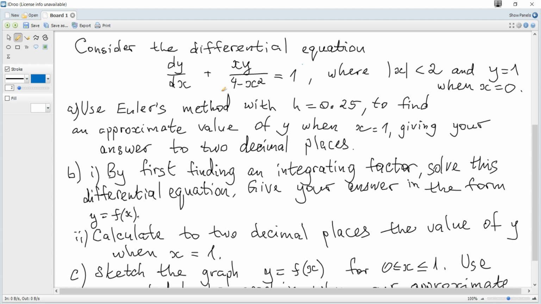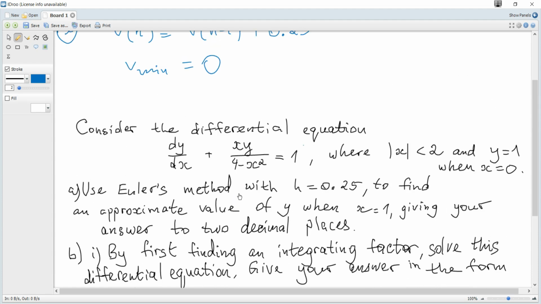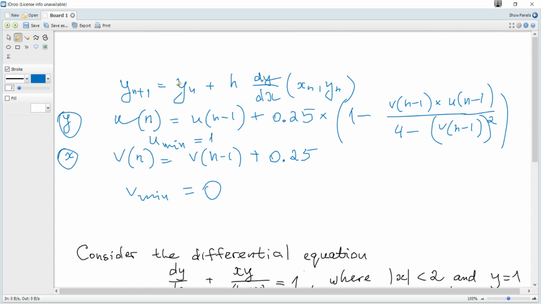Consider the differential equation given. A. Use Euler's method with h is 0.25 to find an approximate value of y when x is 1, giving your answer to 2 decimal places. So, according to Euler's method, the next y value is the current y value plus a step multiplied by the derivative at the current point, and this formula is given in the data booklet.